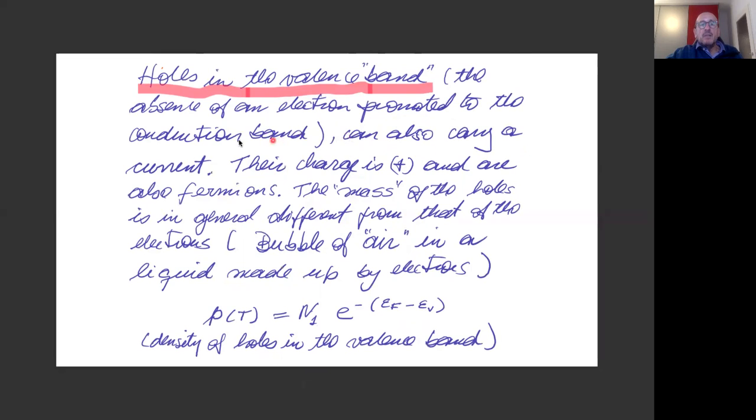I've already explained this. The absence of an electron promoted to the conduction band can also carry a current. The charge of this hole is a positive charge. They are also fermions, so they follow the Fermi-Dirac distribution. The mass of the holes is in general different from that of the electrons. Okay, it's a different mass.